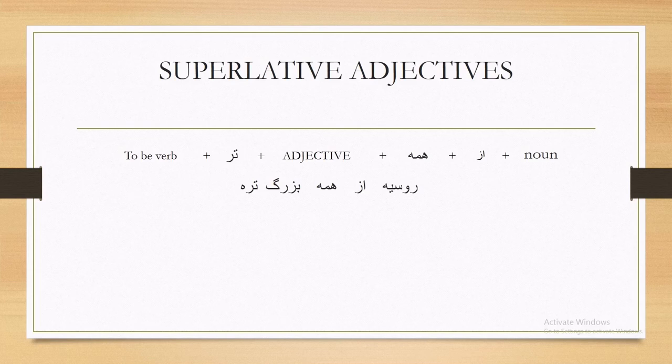Big means بزرگ. And according to what I said above, we should add تر, and then we should add to be verb, which here we need is, which means he in the Persian language. روسیه از همه بزرگتره.